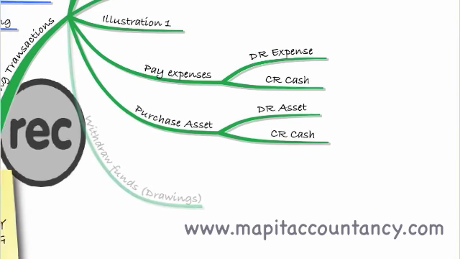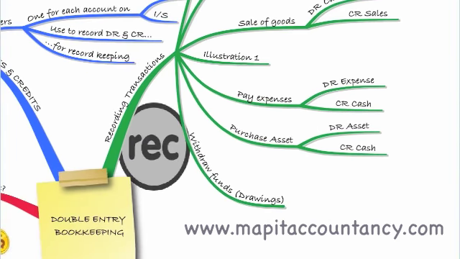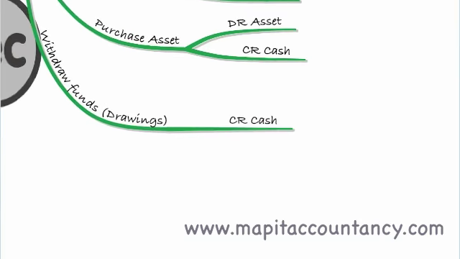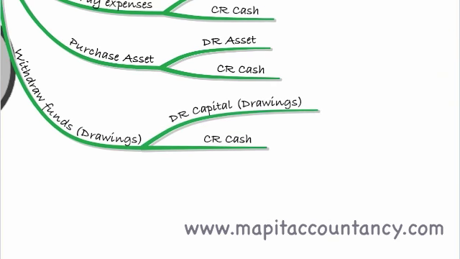The last item we need to deal with is the withdrawal of funds. Remember, this is drawings. It's not an expense. It's an amount withdrawn from profit. So it's drawings of profit that the owner has done. So for this, we will credit cash because cash has been reduced. So to reduce cash, we credit it. And we'll debit capital with our drawings.